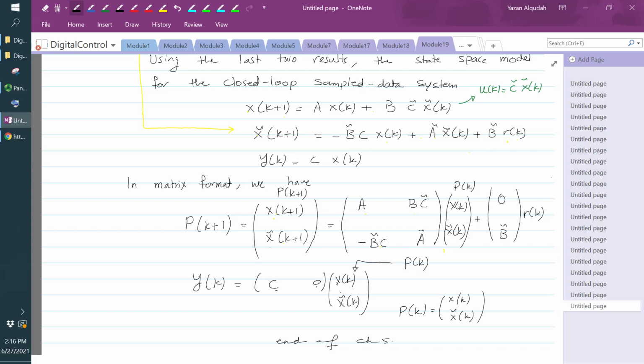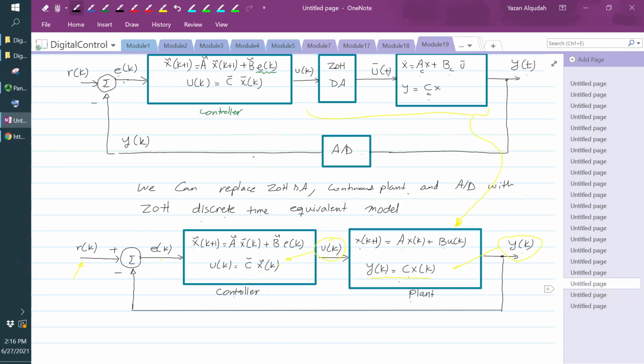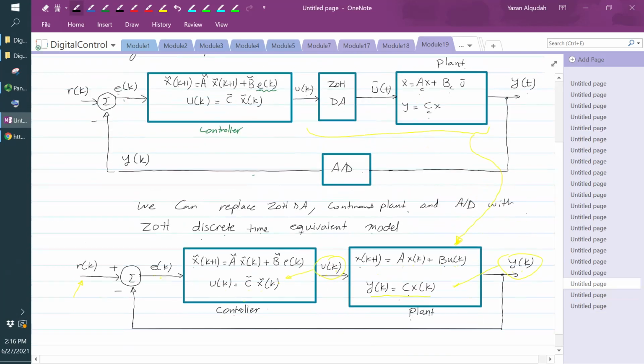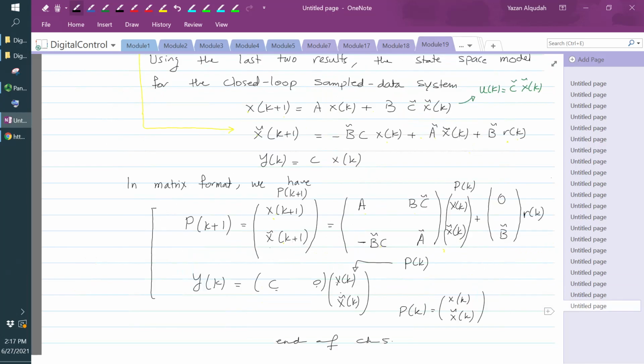Okay, so this is the state space representation of the closed loop system that we have here, where we have a controller and a plant, and each one has its own state space representation. This is the expression for the state space representation for both of them combined.